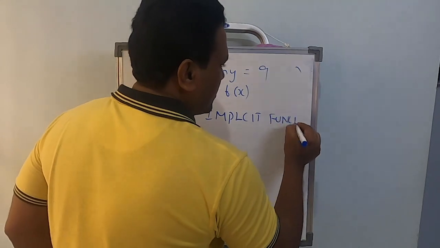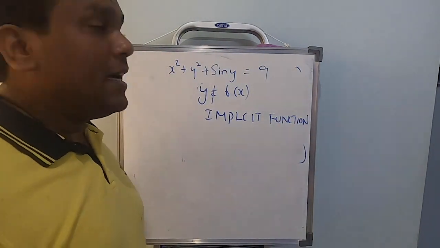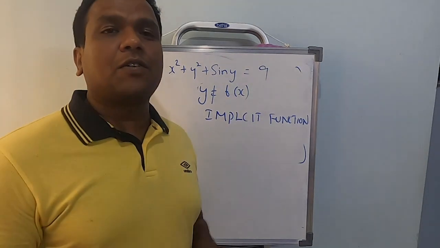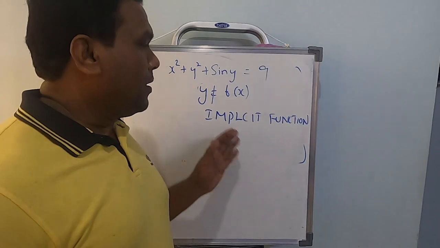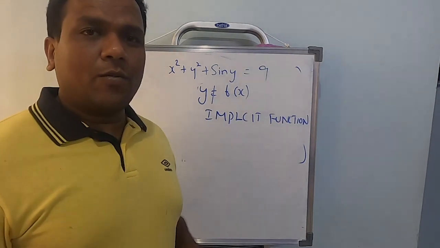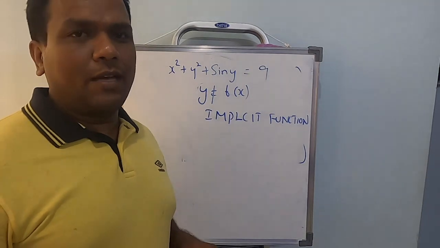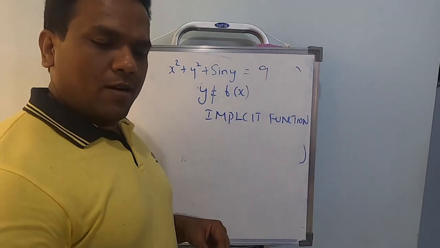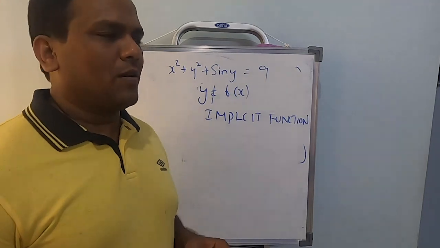an implicit function. Try to understand, there are two types, explicit and implicit. Explicit: you can express the given function in the form of y equal to f of x. Implicit, quite simple: you cannot express that in the form of y equal to f of x. So that type of function will be called an implicit function. So how to recognize that it's a problem based on implicit function? Quite simple.